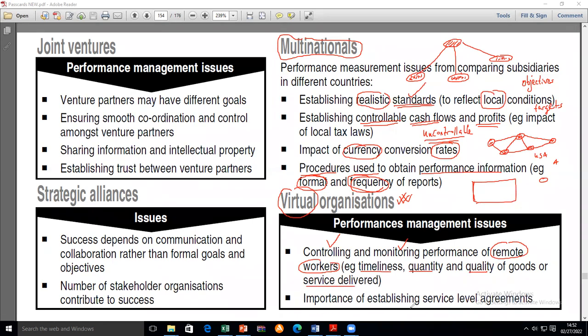Normally what we do is we emphasize service level agreements. Tight service level agreements which spell out exactly what is expected and when it is expected, and even the formats.